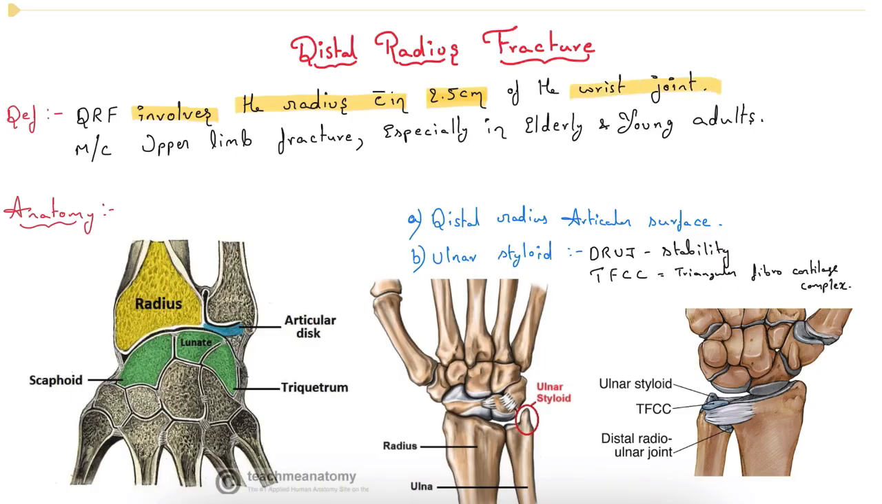This is the most common upper limb fracture, especially in the elderly. In the elderly, patients have osteoporosis; in the young, maybe high energy trauma can cause this type of fracture. Before going to the topic, the main important thing we have to understand is anatomy. Without knowing anatomy, you can't read the X-ray and you can't diagnose this fracture, because based on the fracture only we can do the management.